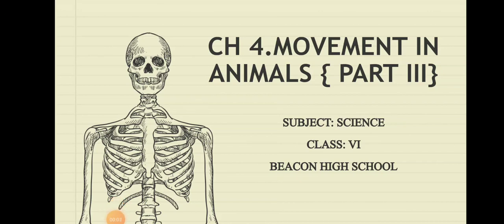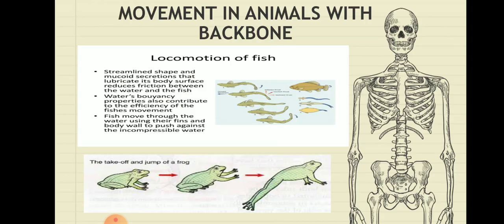Moving further to the next part of the chapter, that's part 3 of movement in animals. In this part, we are going to talk about the animals with backbone. How do they carry out movement? So, the first organism which we are going to see is the fish.